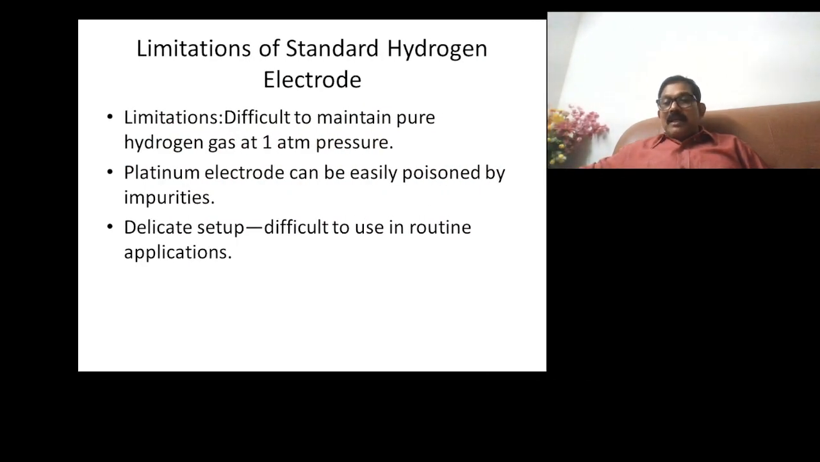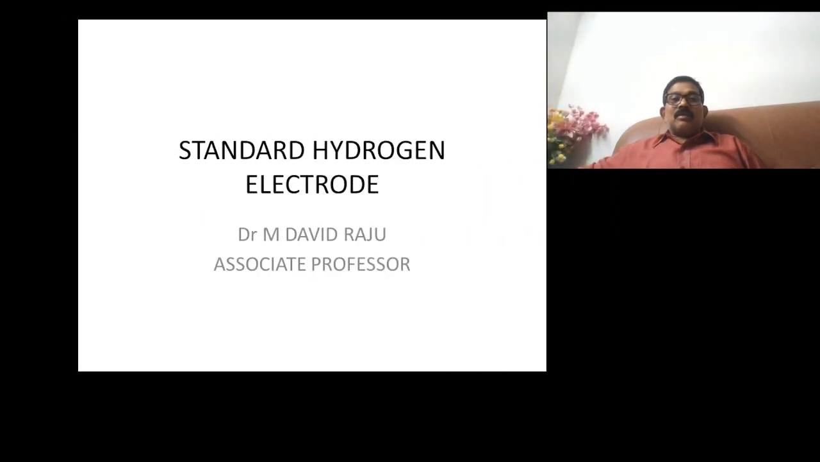The limitations of standard hydrogen electrode. Difficult to maintain pure hydrogen gas at 1 atmospheric pressure. So getting hydrogen gas at 1 atmospheric pressure is very difficult. A platinum electrode can be easily poisoned by impurities. It's a delicate setup, difficult to use in routine applications. These are the limitations of standard hydrogen electrode.